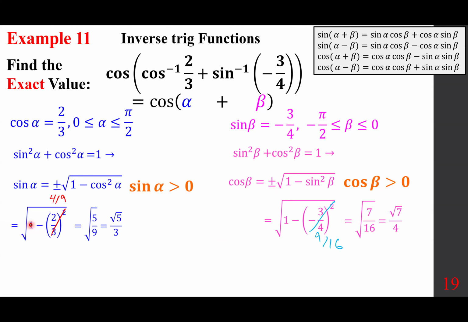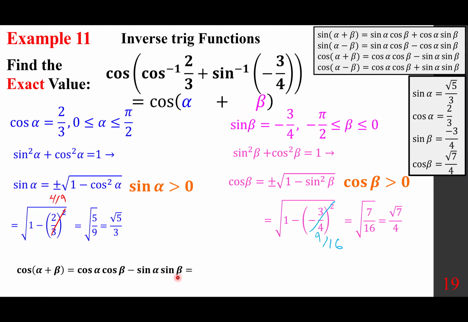So we are going to use cosine of alpha minus beta, which is cosine alpha cosine beta plus sine alpha sine beta. Let's summarize what we have. Sine of alpha is square root of 5 over 3. Cosine of alpha is 2/3. Sine of beta is negative 3/4. Cosine of beta is square root of 7 over 4. Plug in. So what happens when we plug in everybody?